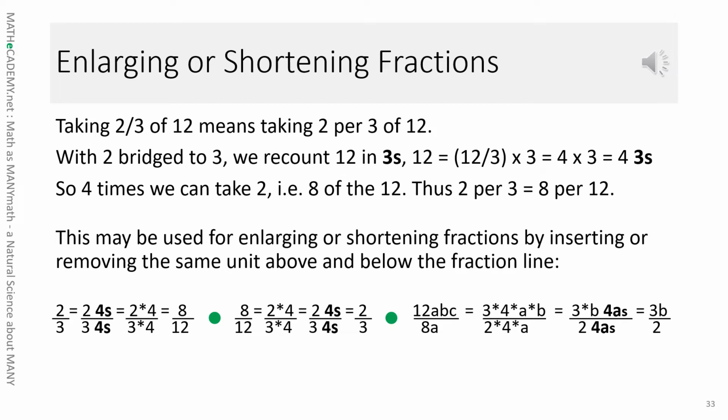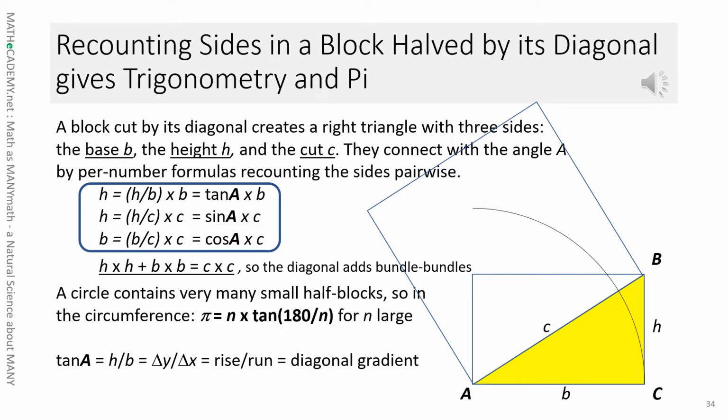2 over 3 equals 2 fours over 3 fours, equals 2 times 4 over 3 times 4, equals 8 over 12, and vice versa. Recounting the sides in a block, halved by its diagonal, gives trigonometry, and pi. A block cut by its diagonal creates a right triangle with 3 sides: the base b, the height h, and the cut c. They connect with the angle A, by pair number formulas, recounting the sides pairwise.